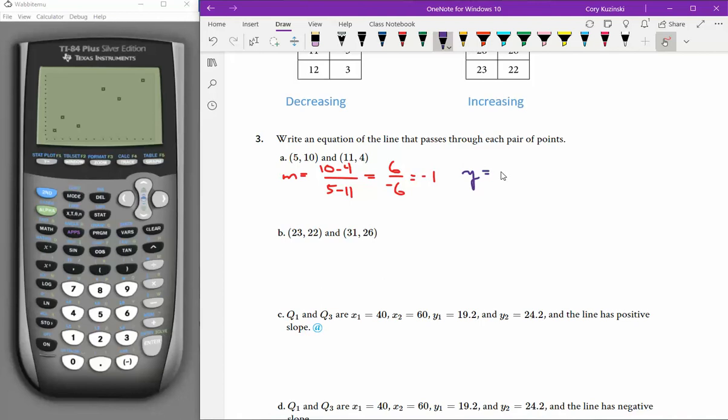Let's go y equals negative 1. Oh yeah, actually I'm going to put a negative sign in there. So negative 1 times x minus 5 plus 10.